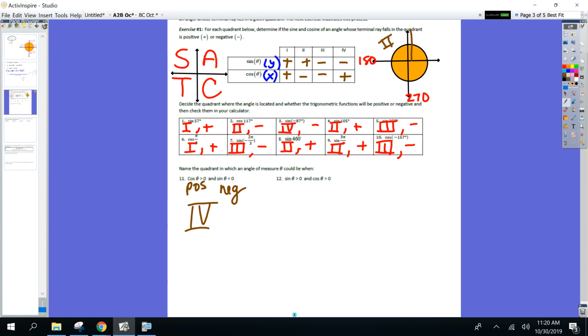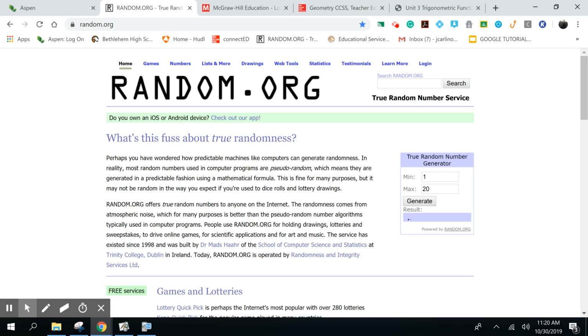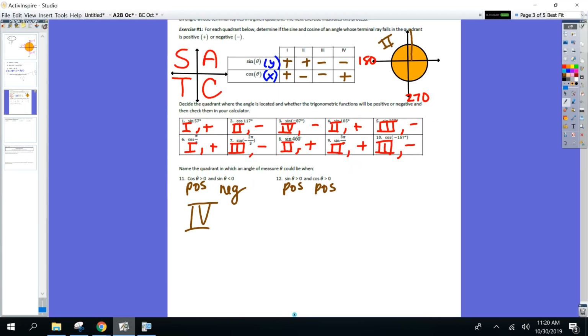And number 12. Can you find a quadrant where sine is positive, greater than 0, and cosine is also positive, greater than 0? Both are positive at the same time. Or does that happen? Quadrant 1. All right.